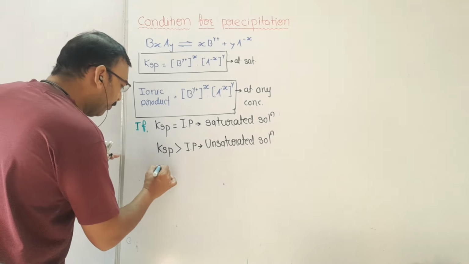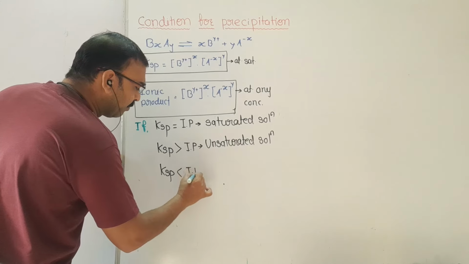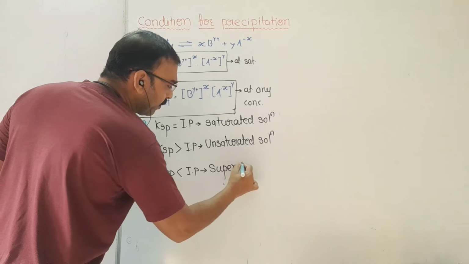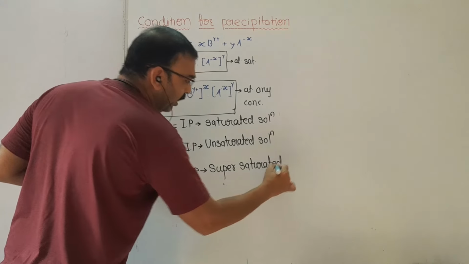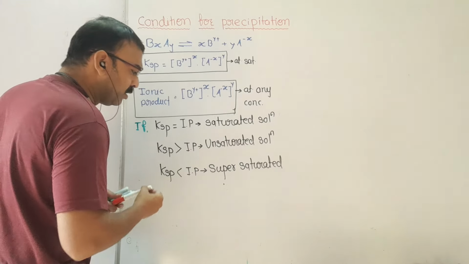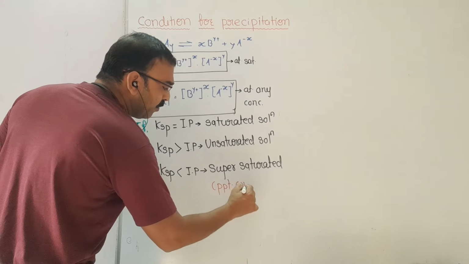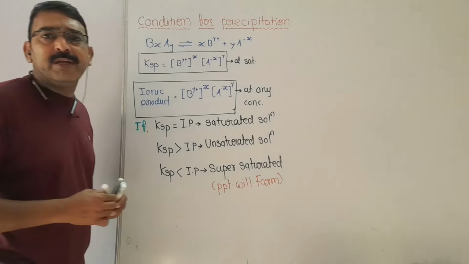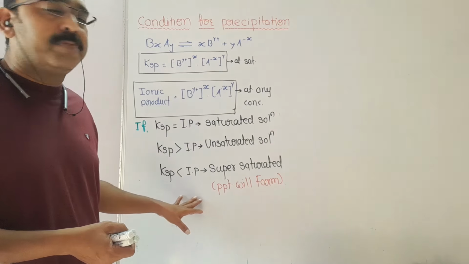Whereas if the solubility product for the solution is less than its ionic product, then the solution will become supersaturated. फिर वो solution supersaturated बनेगा and precipitate is formed in supersaturated solution. The precipitate will form only in supersaturated solution. So this is the condition for precipitation.